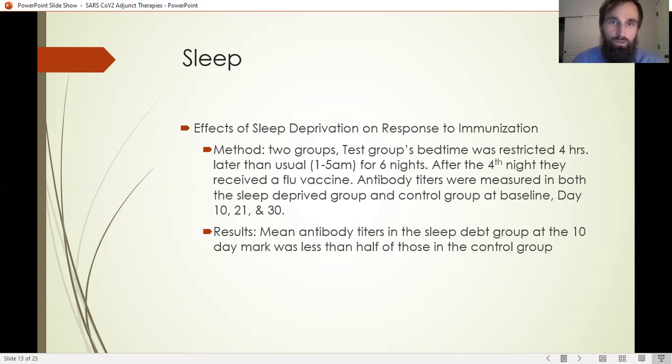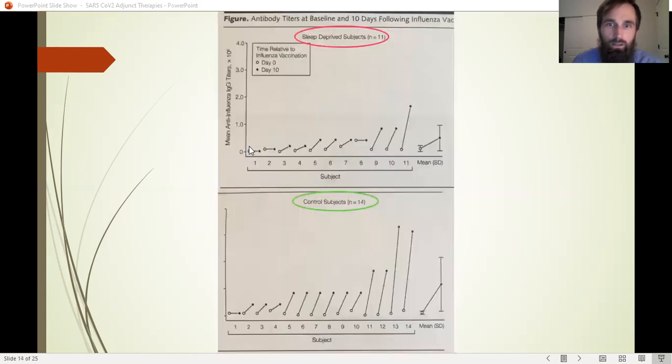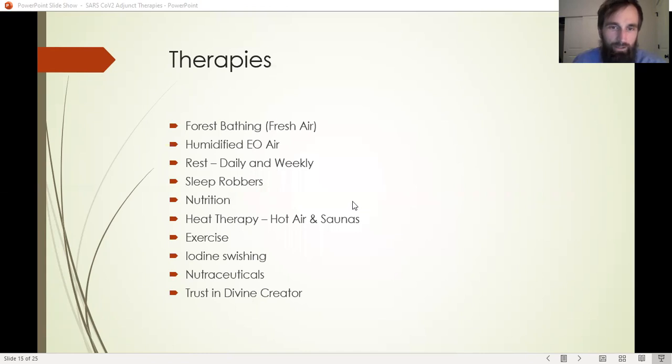COVID-19 mortality risk correlates inversely with vitamin D status. Now, this is just a graphic of the sleep-deprived subjects and control subjects. We really don't have time to get into that. Half as many antibodies, that's all you need to remember if you're sleep deprived.